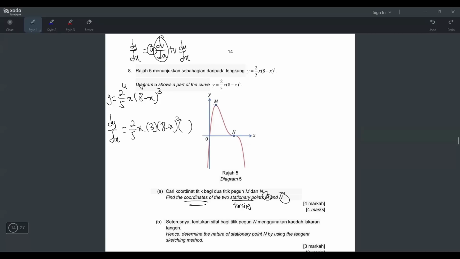Differentiate the bracket once more, right? So what happens when you differentiate inside the bracket? Differentiate 8 gives 0. Differentiate negative x gives negative 1, right? Okay, so done. This is the first part. Now the formula says you have to plus. Plus with what? P du dx.